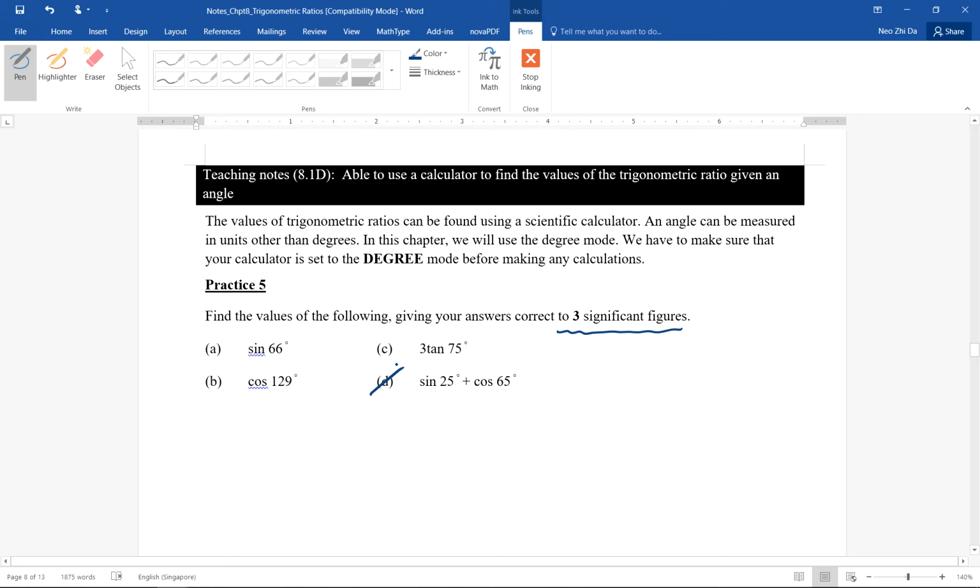Now, sine 35 plus cosine 36. When you look at your calculator at the top, you must make sure you see degree mode, DEG. The calculator has 3 modes. One is degree, one is radian, and the other one I don't know what it is. You must make sure it's not radian, RAD, it's DEG, degree. Answer, what is it?